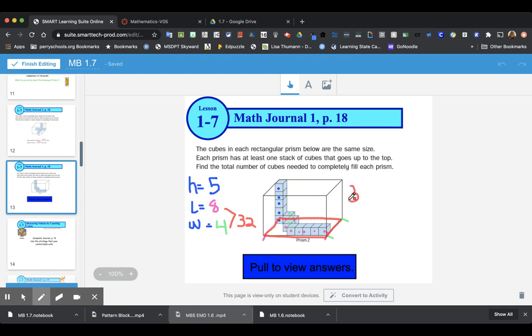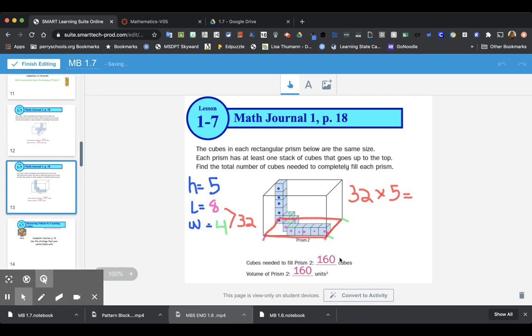So we can take 32, because we know that's the area of the base, times 5 layers, and that's going to give us our final answer. And it should be 160. So if we take 32 cubes to lay on the base and 5 layers, we get 160 cubes, giving us a volume of 160 cubic units.